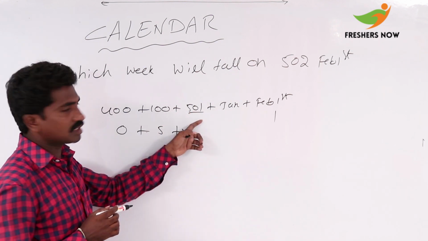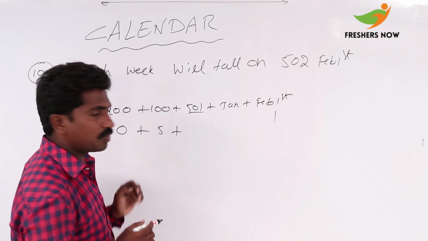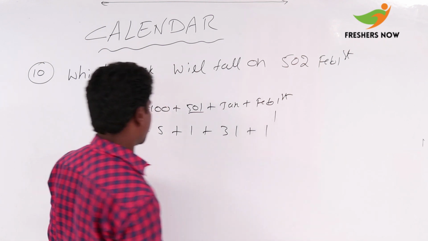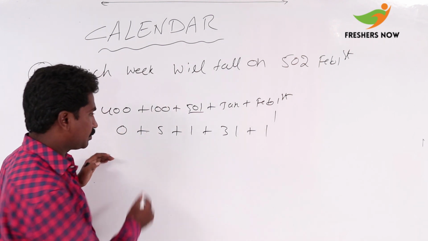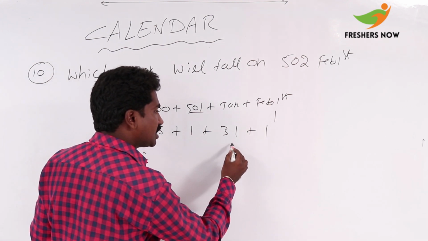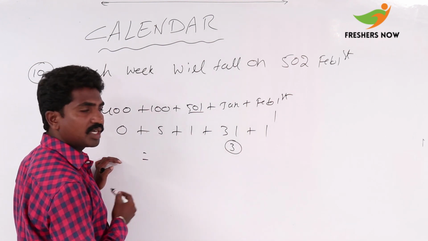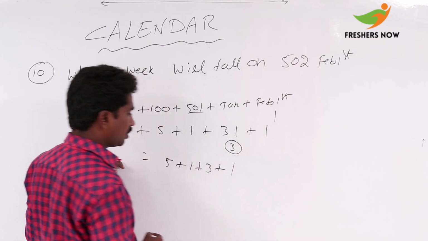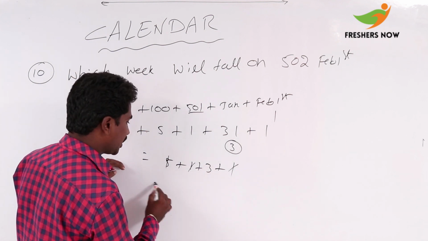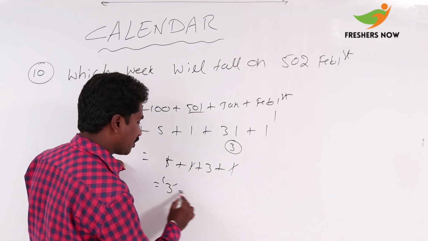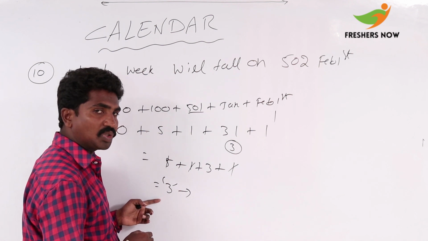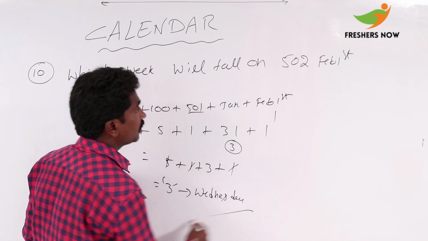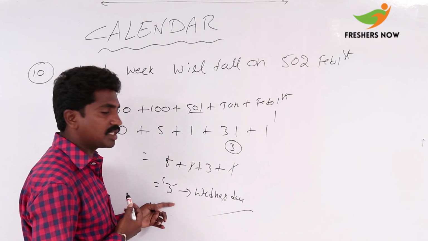The 501 year is there. Is this a leap year or non-leap year? This is a non-leap year, so one odd day. For January, 31 days, which gives 3 odd days. For February, 1st, 1 odd day. So 5 plus 1 plus 3 plus 1. We can group 7 days, remaining 3 days. If 1 odd day is Monday, 2 is Tuesday, 3 is Wednesday. So 502 February 1st is Wednesday.